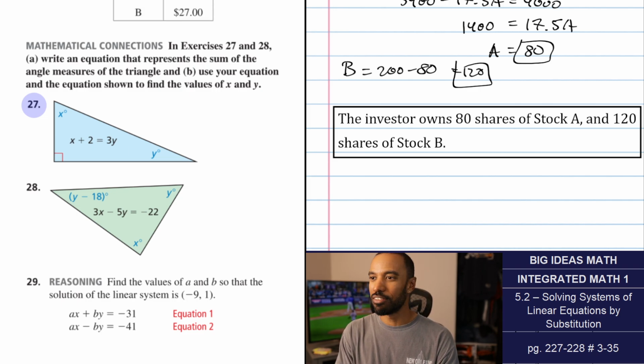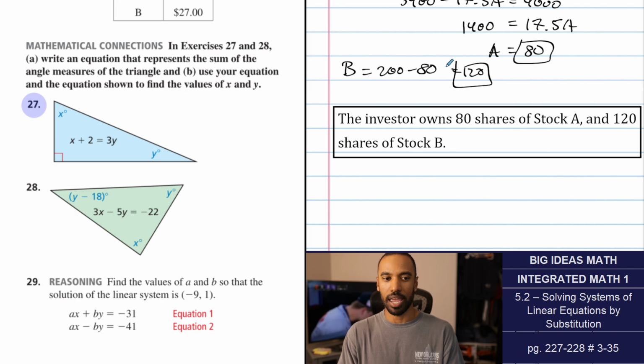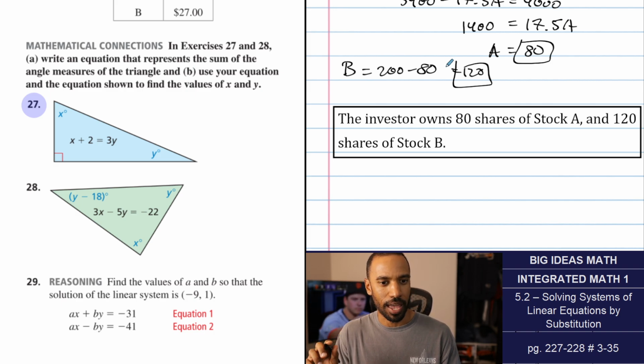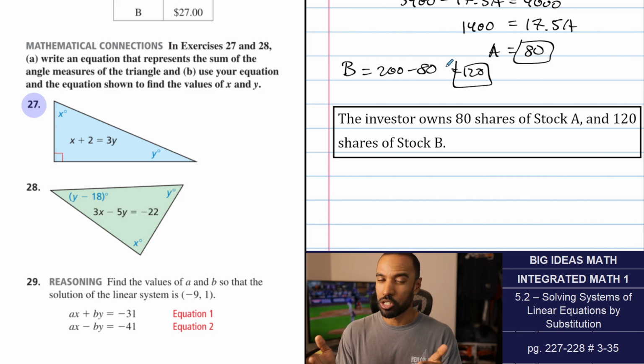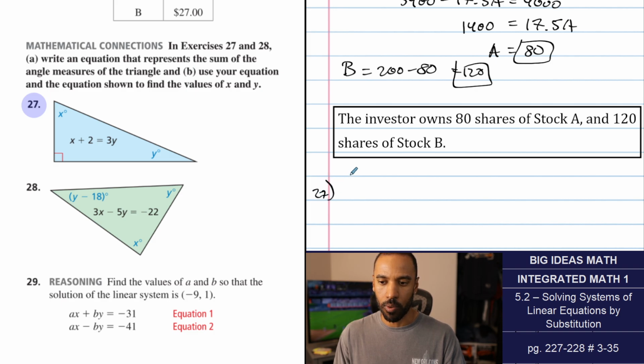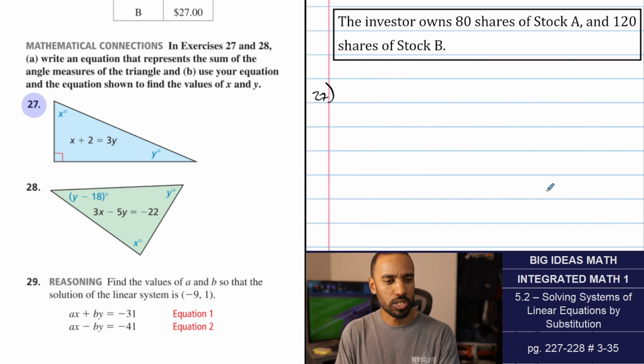Okay, numbers 27 and 28. Write an equation that represents the sum of the angle measures of the triangle and use your equation and the equation shown to find the values of x and y. So, I don't know if you know this, but the angle measures of a triangle add to 180 degrees. Maybe it's something they're supposed to have you know. This isn't geometry quite yet here. Let's just keep it over there.